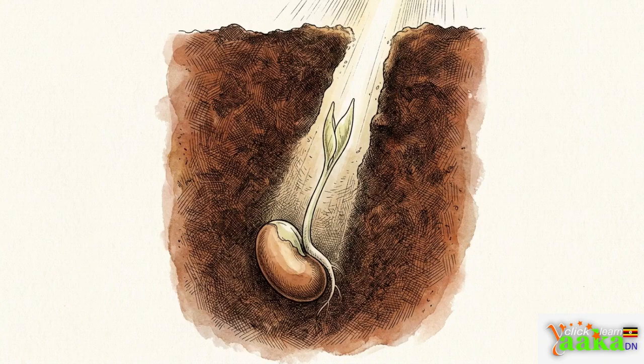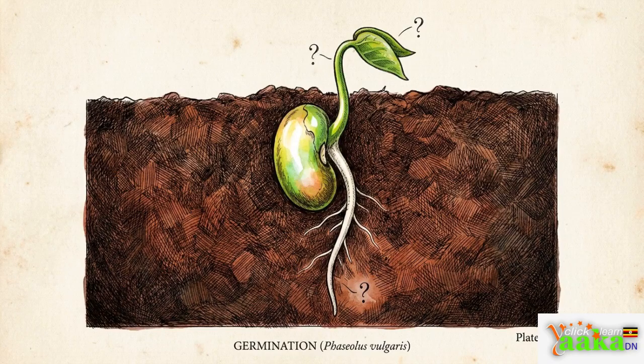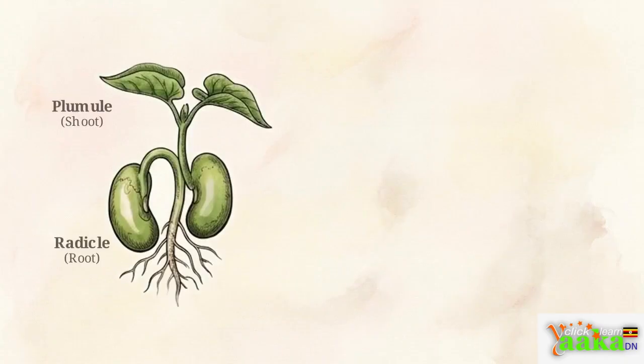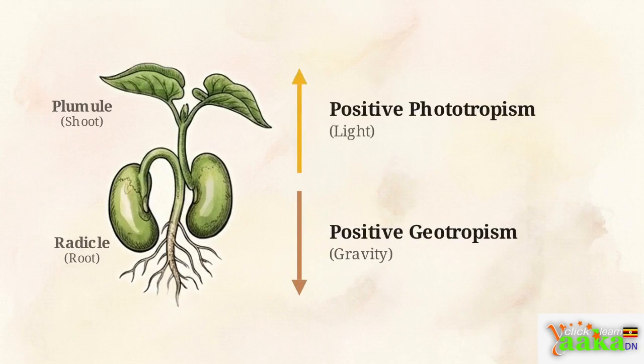Germination is a strict race against time. The seed must successfully differentiate its tissues into functional roots and shoots before its stored internal energy reserves run out. But underground, in complete darkness, how does a plant physically know which way is up toward the light and down toward gravity? This non-random directional development is known as positive geotropism in the roots and positive phototropism in the shoots.